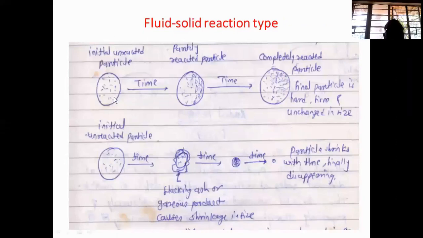Based on this, two types are shown here. See the figure: this is the initial unreacted particle. As time goes on, we get a partially reacted particle, meaning the fluid reacts on the surface of the solid. After some time the particle is converted to the product. The final particle is hard, firm, and unchanged in size. After the reaction finishes, the particle will have completely reacted with the fluid, but the final particle is hard, firm, and unchanged in size during the reaction. The same size of particle will be there.